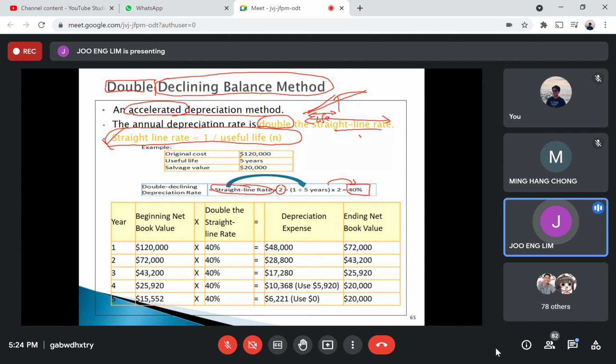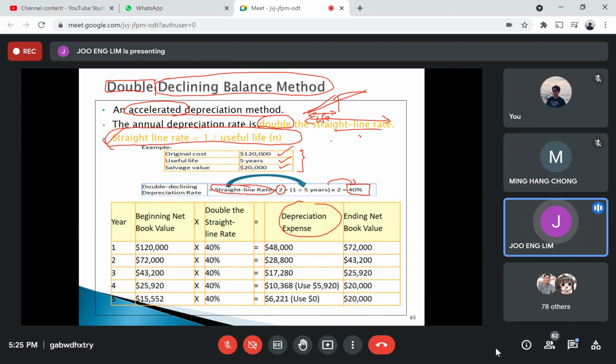So let's look at this, and we also work out the ending book value here together. If you look at double declining, you won't get a fixed constant amount of depreciation. You are required to calculate your depreciation, and it changes from year to year. So let's work on this example. The original cost is 120K, useful life is 5 years, salvage value is 20K. So how do we work this out by using the double declining balance method? Let's do it. It has to be year by year.